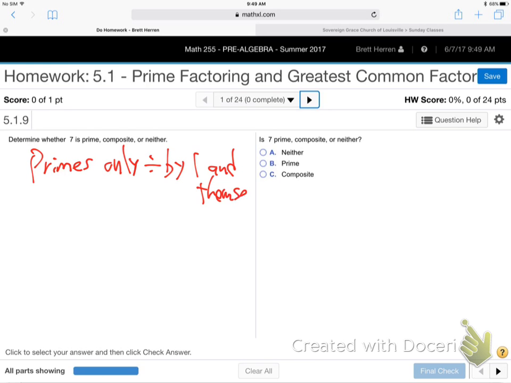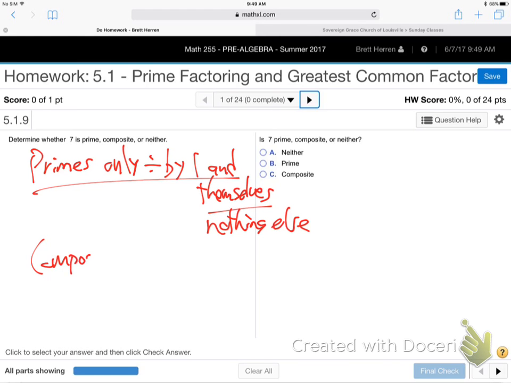The primes only divide by 1 and themselves, because everything can divide by 1. Nothing else. And the composites can be divided by other numbers. So that's the deal. Primes can only be divided by themselves and 1, and composites can be divided by other numbers. So let's make a list of some of them. 1 is special, so I'm just going to set 1 aside. Let's start at 2.